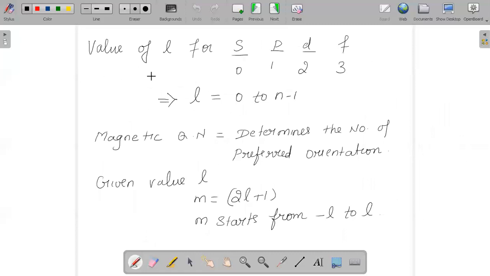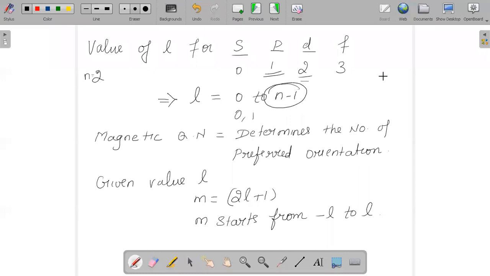So if I say my n value is equal to 2, you need to calculate your L to be 0 to n minus 1. So if n is equal to 2, 0 to n minus 1 means include 0, 1, up to n minus 1. So P takes up 1, D, and in a similar way you can calculate.